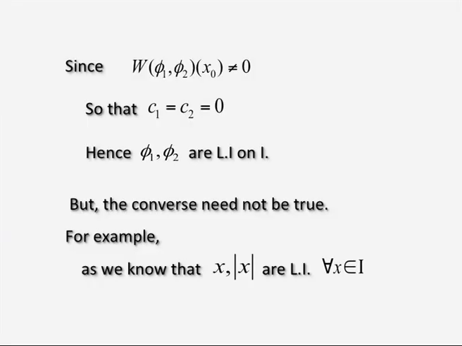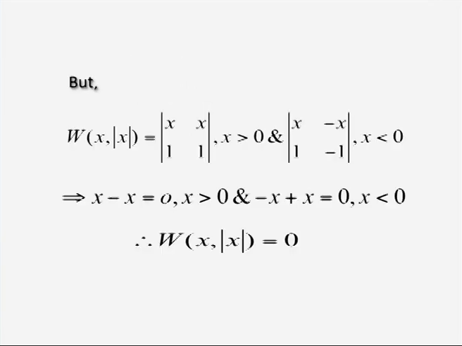For clear information, I will give an example for this. We proved that x and modulus x are linearly independent for all x belongs to R. We have seen this. But the Wronskian of x, modulus x is equal to the determinant of x, x, 1, 1 when x greater than 0, and the determinant of x, minus x, 1, minus 1 when x less than 0.